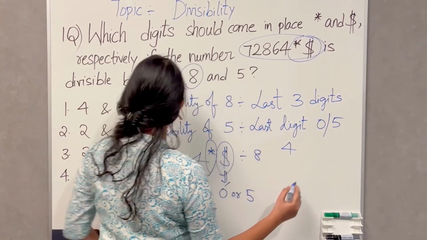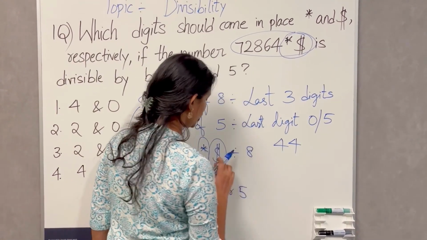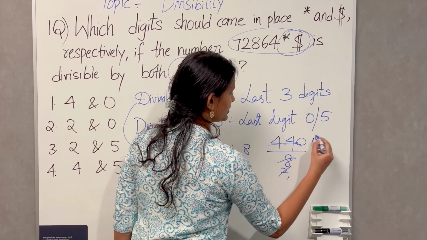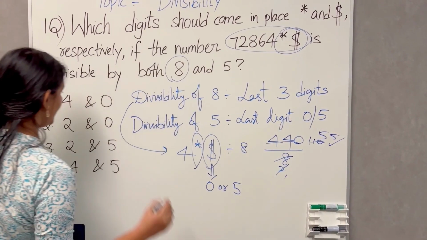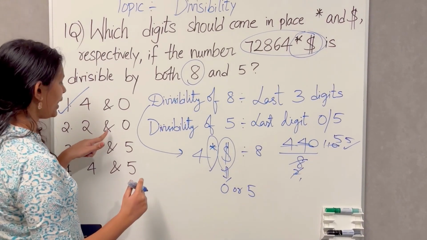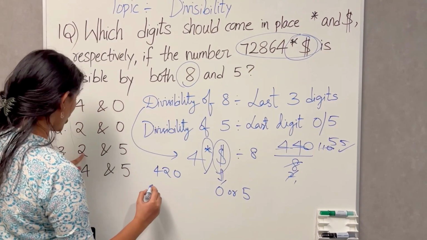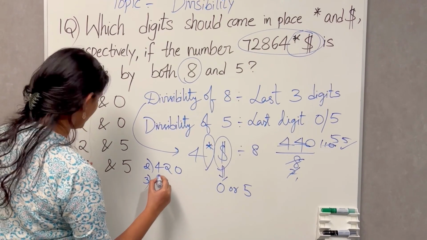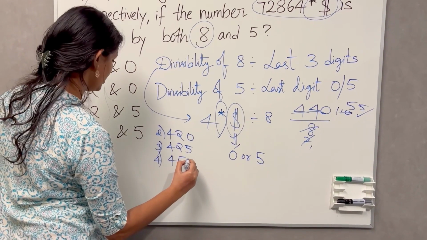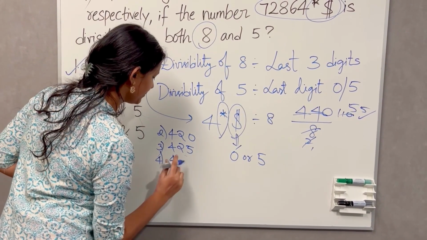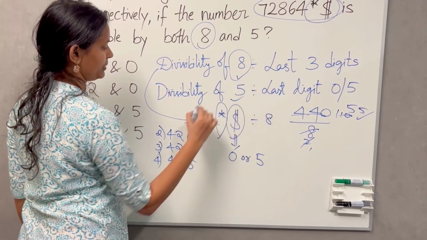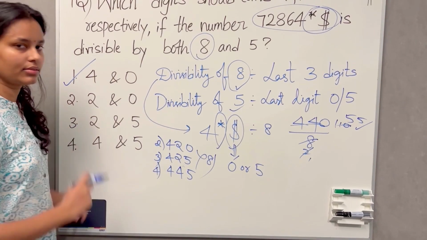In star and dollar, try 4 and 0: 40 divided by 8. 440 divided by 8: 8 fives are 40, 8 elevens are 88, so 55. It is divisible, so option 1 is our answer. When you apply 2 and 0 you get 420, option 3 becomes 425, option 4 is 445. All three are divisible by 5, but they are not divisible by 8. So our answer is option 1.